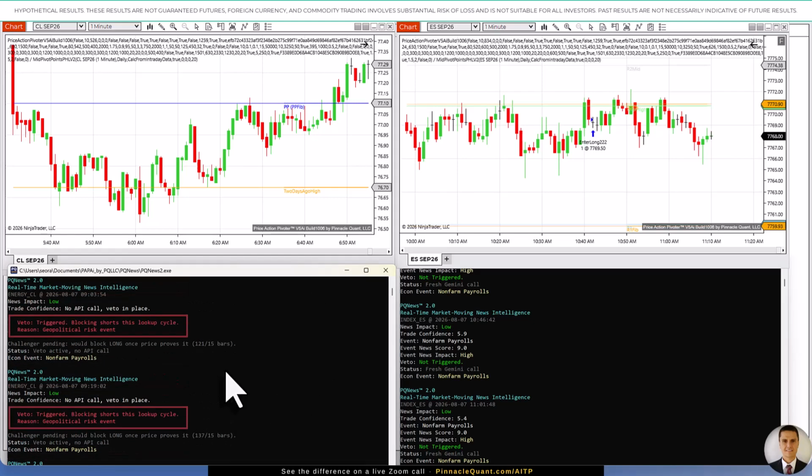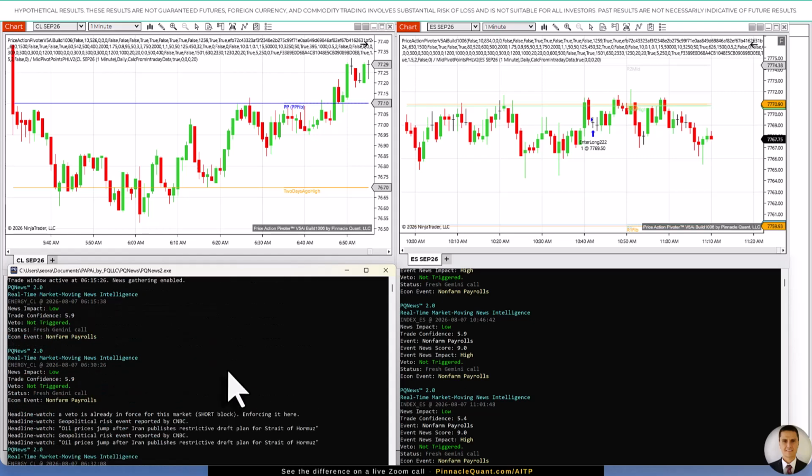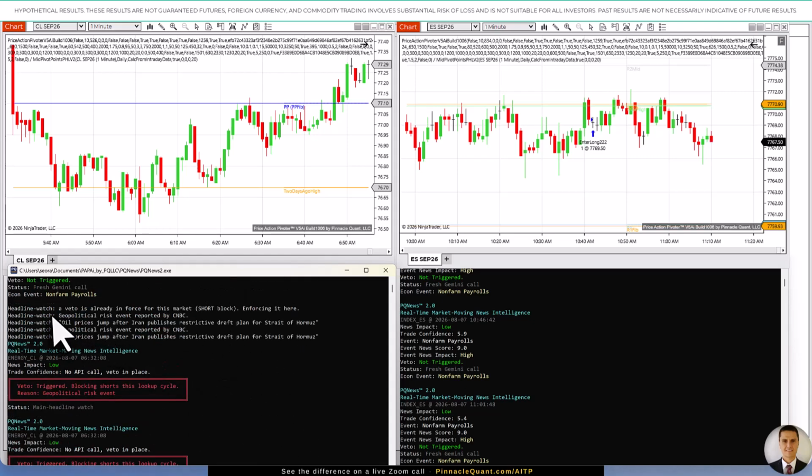Let's talk about that. Okay, let's go up all the way to where it first got some headline news. Headline news: veto is already in force for this market, short block. So basically it's letting you know that I've just placed essentially a block for this. A block for what? Veto triggered, blocking shorts this lookup cycle. Reason: it's always going to be a very generic reason like geopolitical risk event. That's generic, but if you wanted to read details about it, it's right here, reported by CNBC. Headline watch: oil prices jump after Iran publishes restrictive draft plan for Strait of Hormuz.